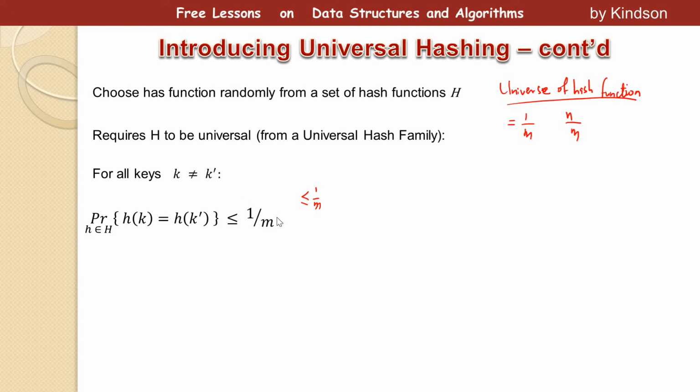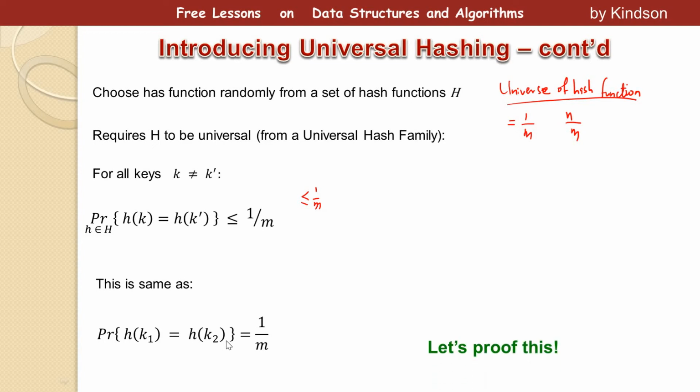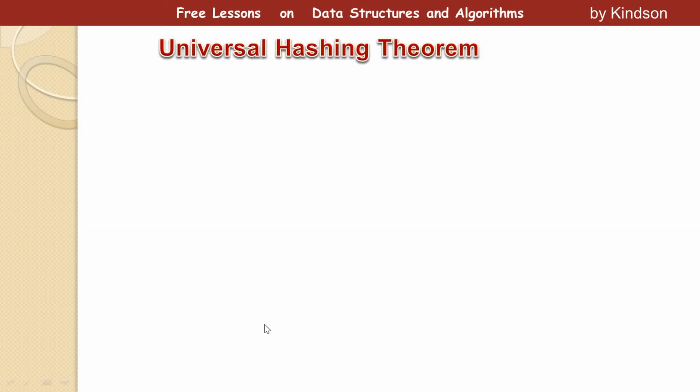So let's see how it goes. This is the same as saying that the probability of h(k1) equal to h(k2) equals 1 over m, as we've said before. So this requires a proof. So let's prove that this is really like this.